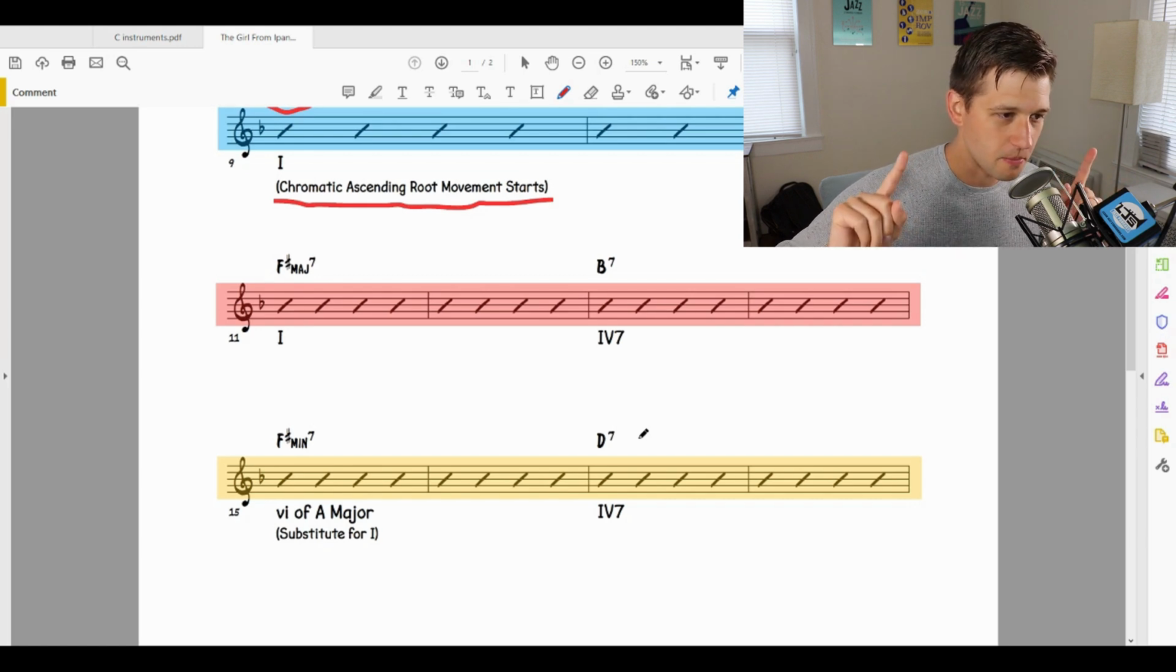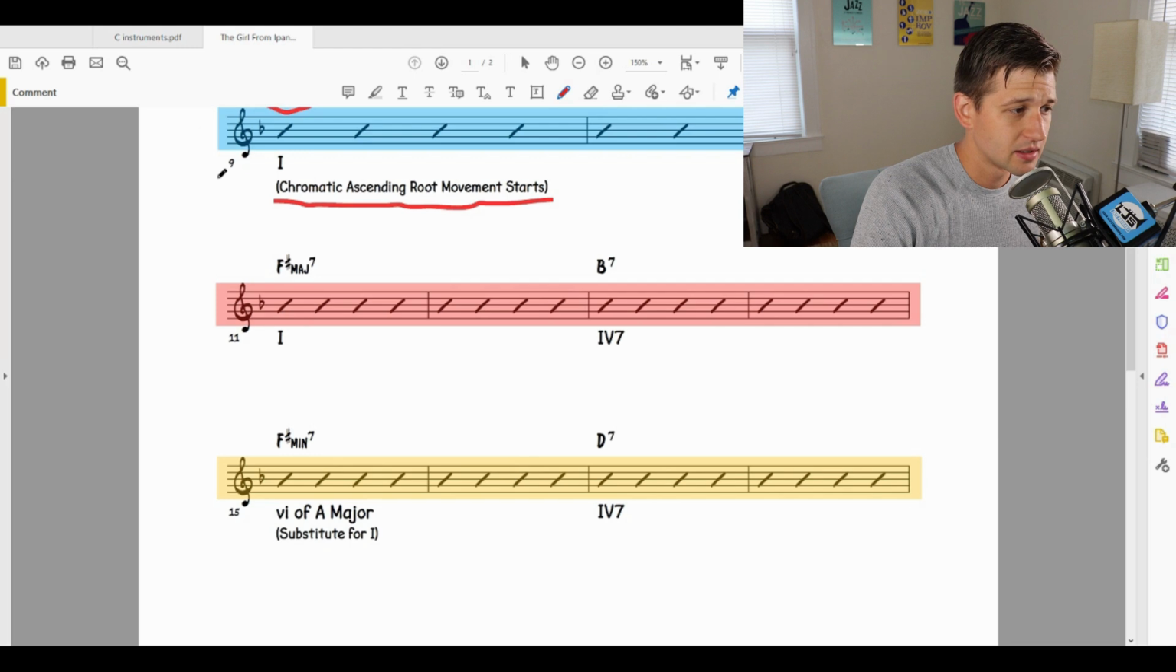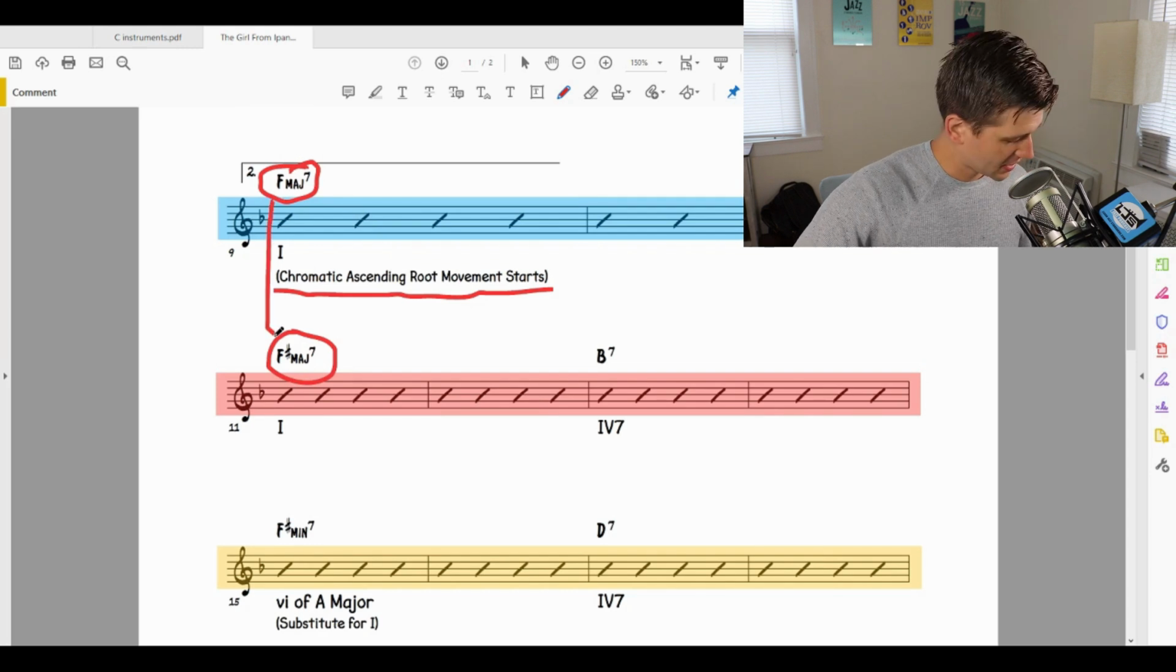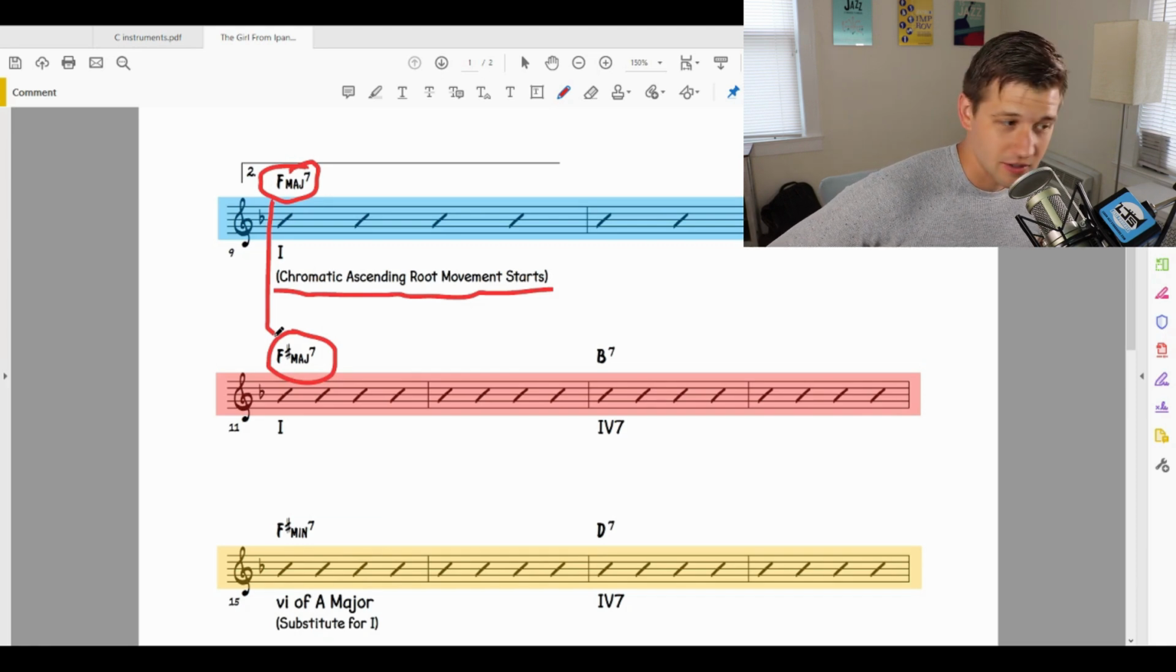Antonio Carlos Jobim wrote a transposing melody. All he did is in bar 11 here, he went a half step up, chromatic ascending root movement, right? He went from F to F sharp. So he was here, and then he went to F sharp major 7, right? And the melody does this. Right? That's what the melody does.